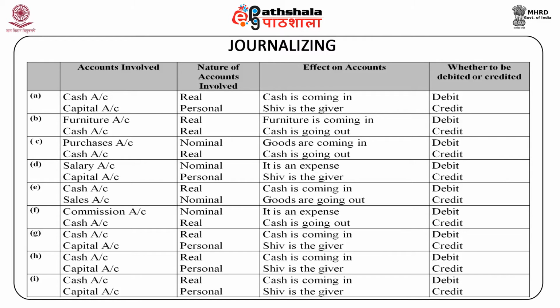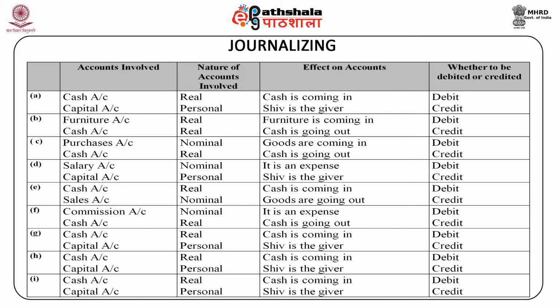D. Salary paid. In this case, salary and capital accounts are involved, out of which salary is a nominal account and capital is a personal account. In this case, salary is an expense, so it will be debited, and Shiv is the giver, so it will be credited.